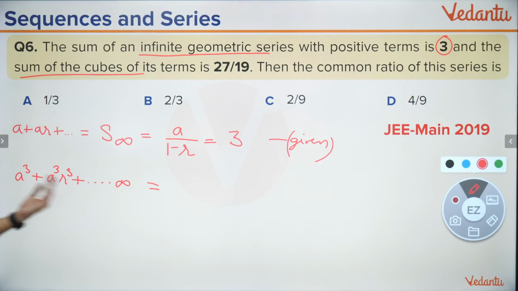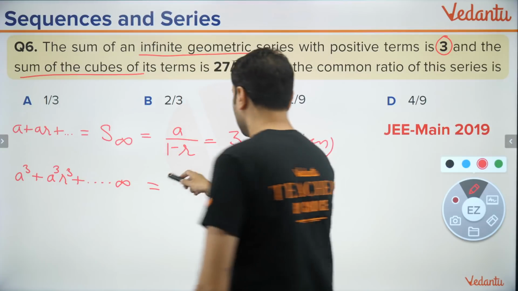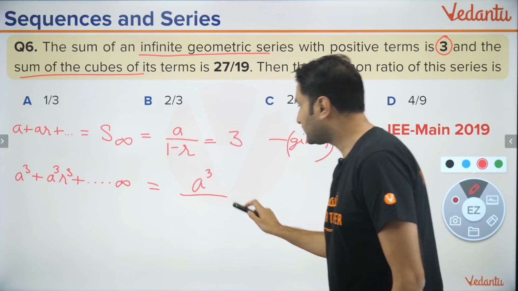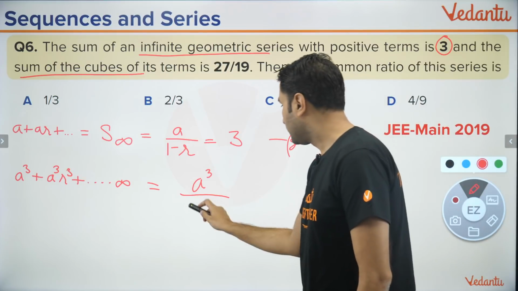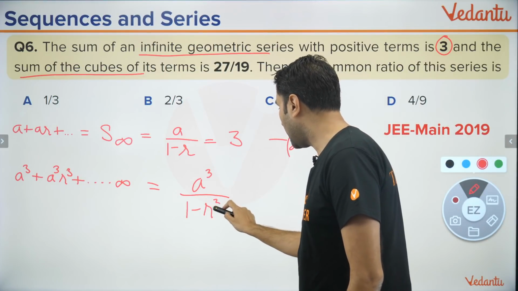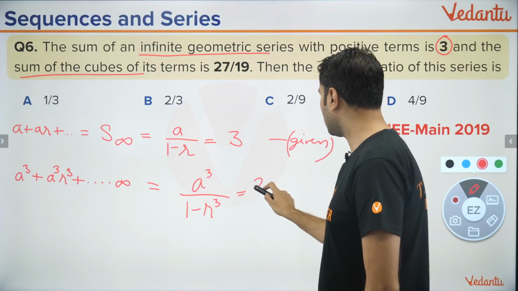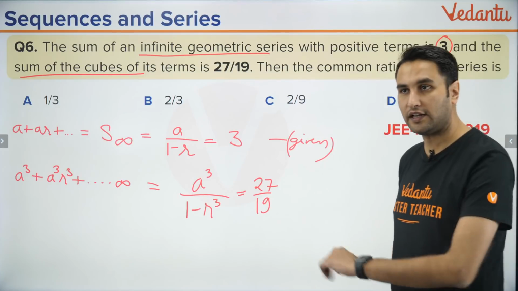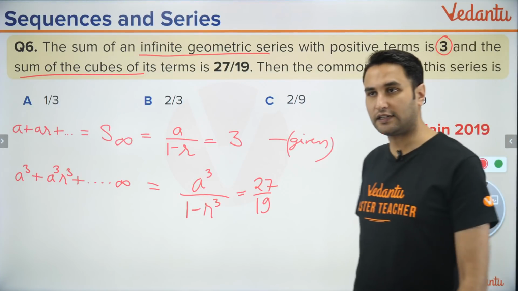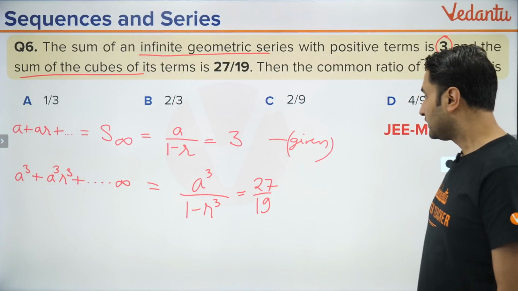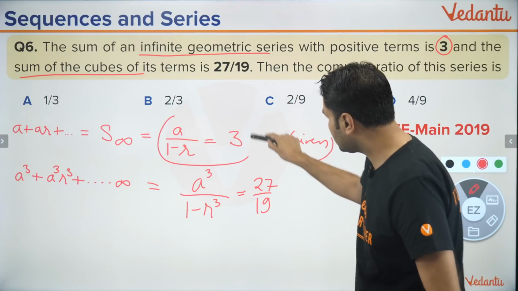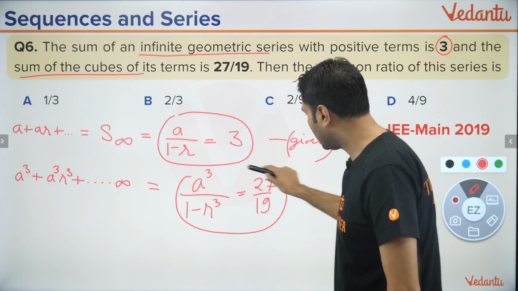Children, what will happen? Now the first term is what? Now first term is A cube. So A cube, what is the common ratio? 1 minus R cube is equal to 27 by 19. Any doubt? Is that clear? Okay? If this is so, what do we do? Now can you use this and this together? Now that is the hint.